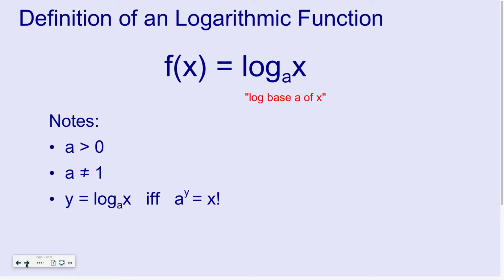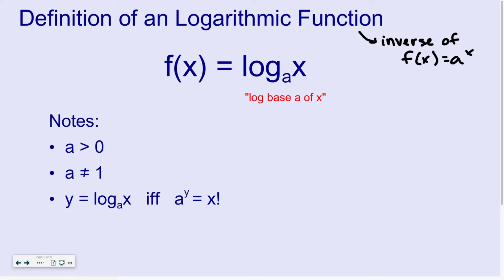I mentioned before that the log was really the thing that undid the variable exponent. It's like the inverse operation. So the log function is the inverse of f of x equals a to the x. And if you look back at your notes from yesterday, you'll see some of these same notes about a, the base. The base has to be greater than 0. So never will you ever have a log with a negative base. It always has to be positive and not 0.